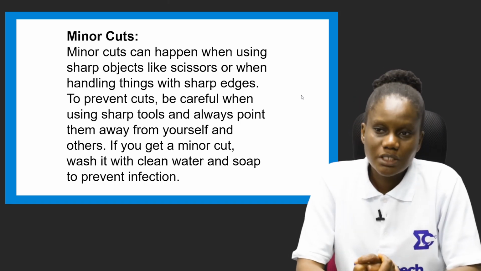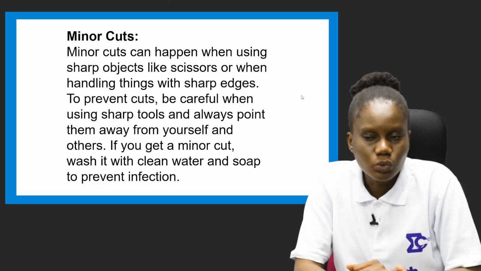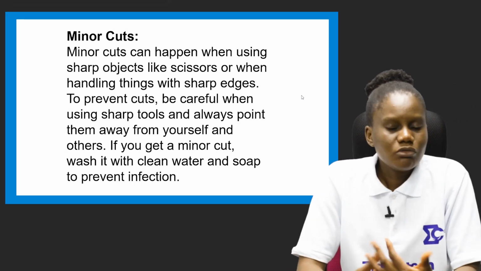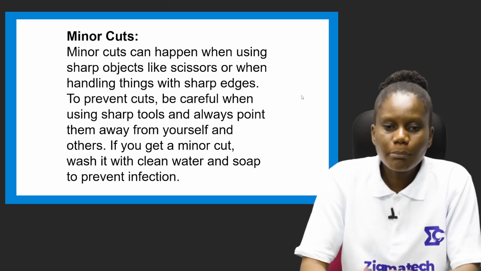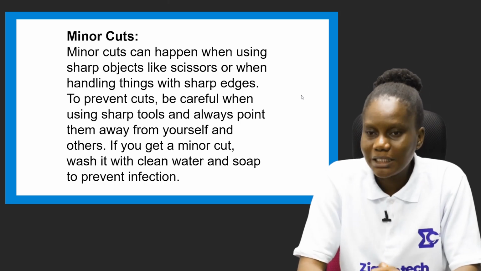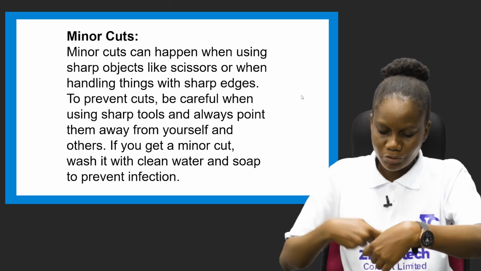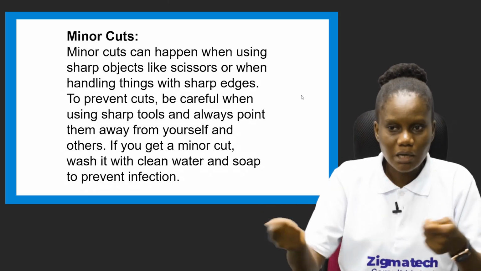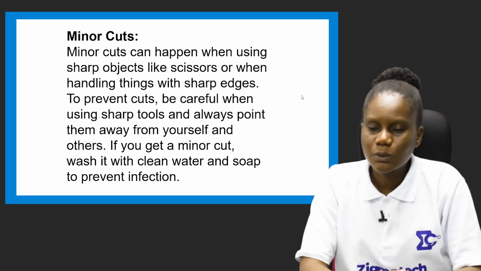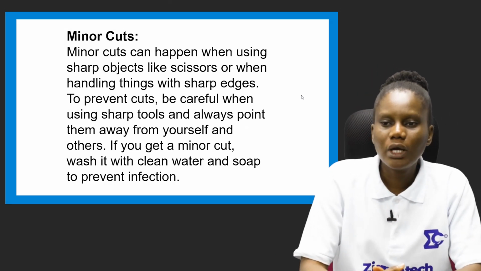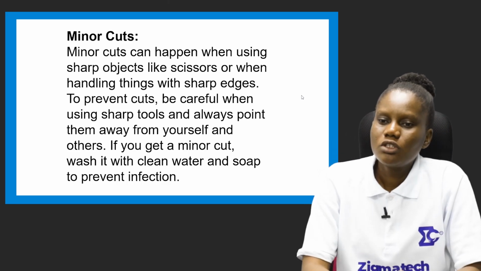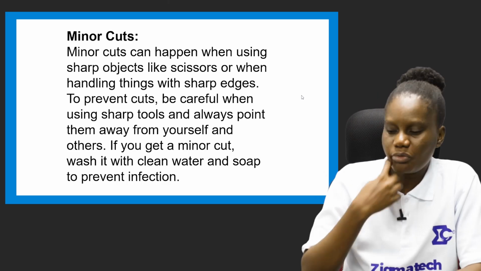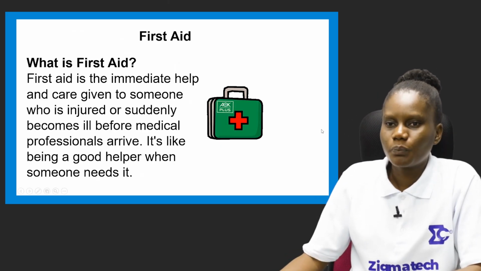So how do you prevent cuts? Be careful when using sharp tools, and always point them away from yourself and others. Maybe you are trying to sharpen your pencil with your blade. Don't point the pencil to yourself and be sharpening it towards you. It can lead to cuts. Point the pencil away and sharpen out, so that you will not have a cut on your hand or on your body. So if you get a minor cut, wash it with clean water and soap to prevent infection.